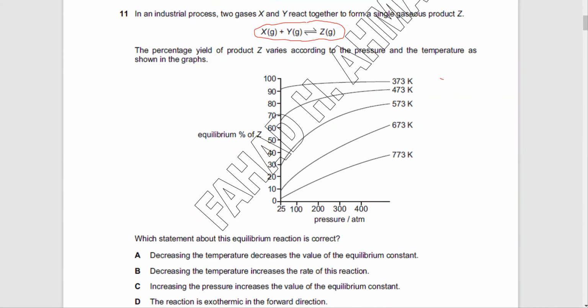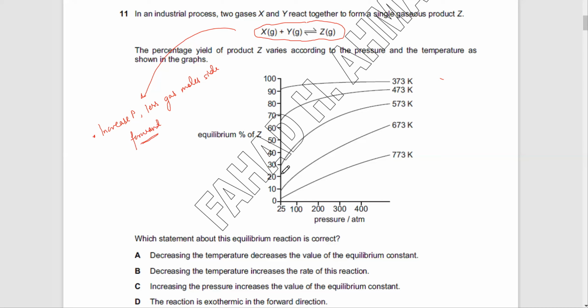You're being given the percentage yield of product Z, which varies according to the pressure and the temperature as shown in the graph. So there's a graph given. Now, if you look at the equation, you would know that if you increase pressure, the side with fewer gas moles is favored. So that is going to be the forward reaction in this case. So forward is going to be favored if you increase pressure because the forward has fewer gas moles.